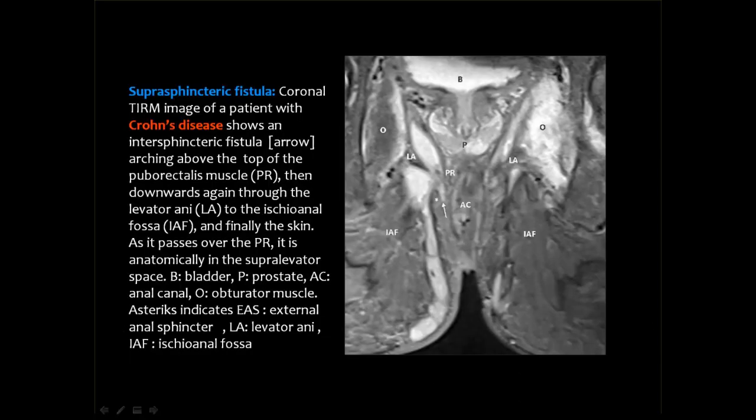And this is the suprasphincteric fistula. You follow this arrow where you've got the fistula between the sphincters, and then the fistula has crossed the external sphincter and has two directions. One direction above, across the levator, and the other direction into the squamous fossa. Look at this, and here are the tracts for the fistula.